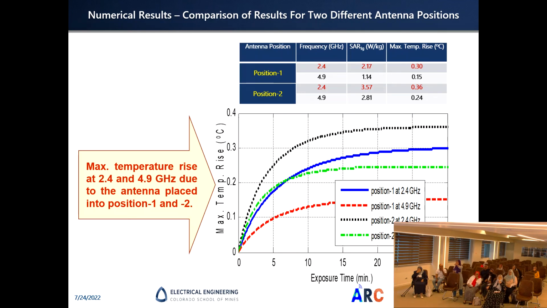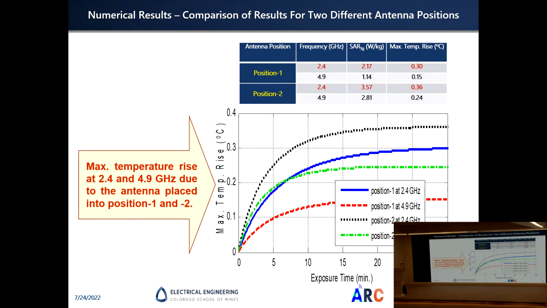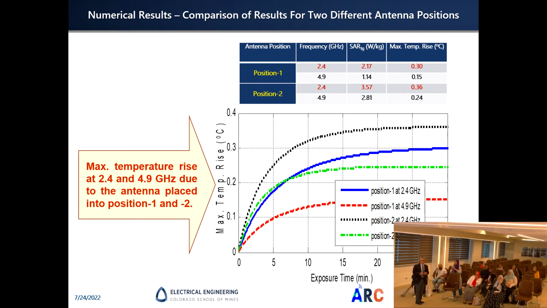SAR range such as 3.57. It's over the IEEE standard for SAR for 1 gram. What you are saying is position 3.57 is over the standard, the IEEE standard for 1 gram, about 2. Then it's going to be dangerous to use the antenna in position 2. This is what we got from the simulation.